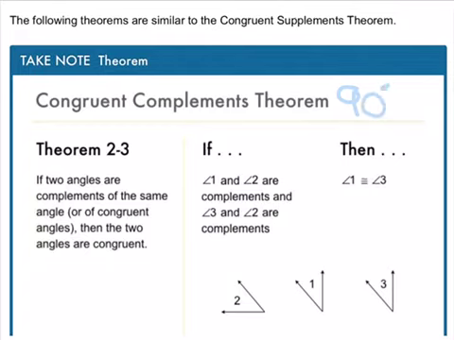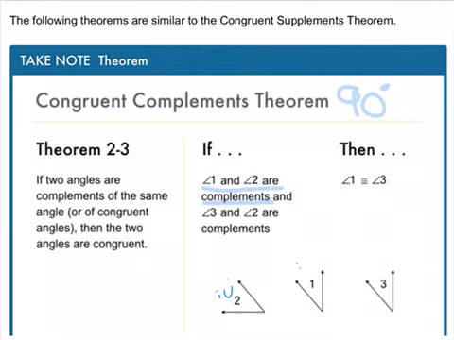Remember, complements mean they add up to 90. So here they're saying if 1 and 2 are complements, again, I like to put some numbers in there. So if angle 2 was 40, 3 would be 50. Let me fix that.